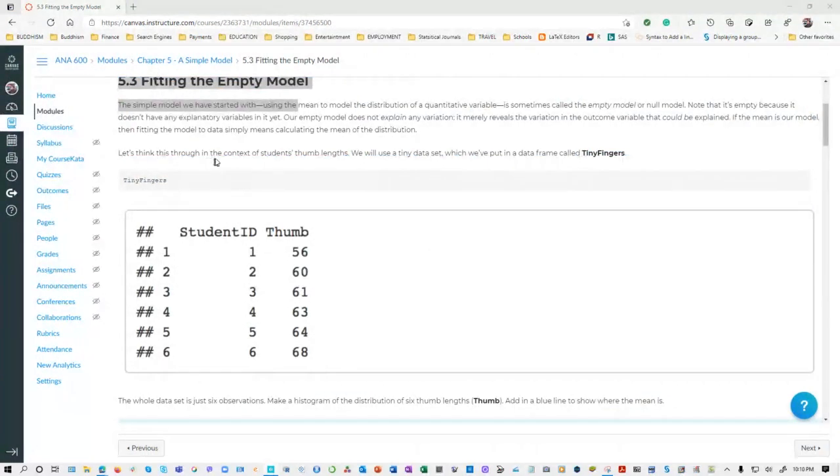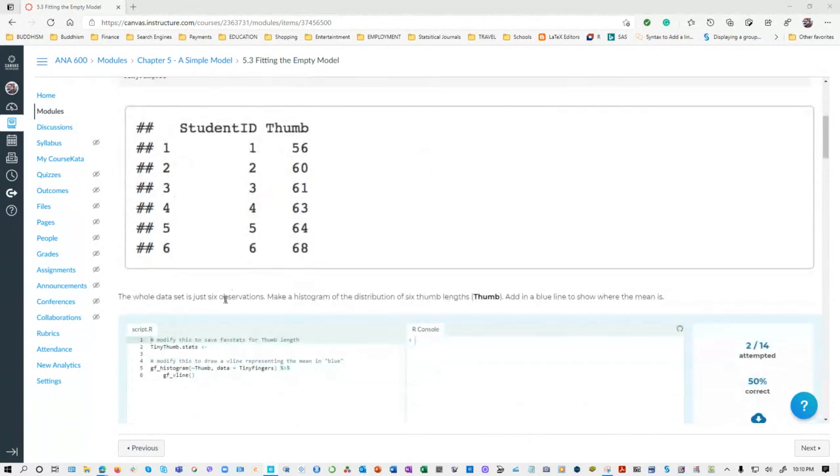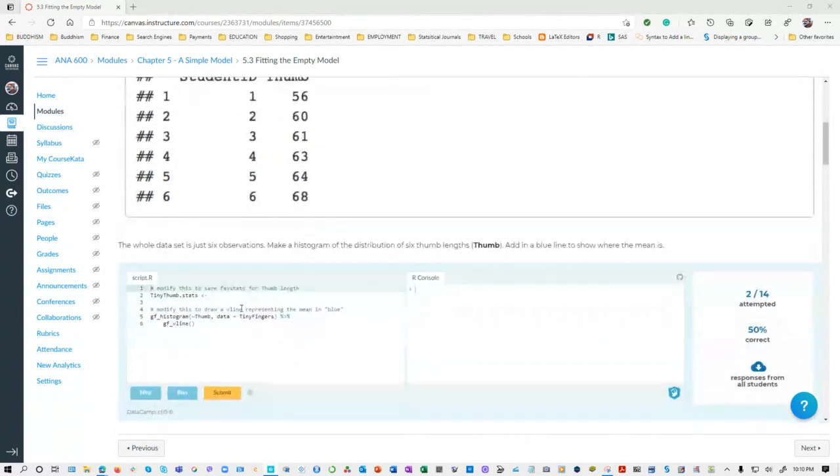So let's think this through with the student thumb length data. You go to the tiny fingers data, look at the whole data set, the 6 observations, and draw the histogram for this particular data set. You can remember favstats of thumb length.